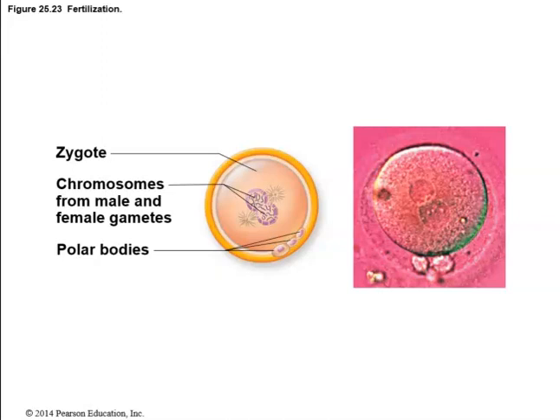This is part 3 of chapter 25 on the reproductive system. This part will cover fertilization, pregnancy, as well as some of the disorders of the reproductive system.